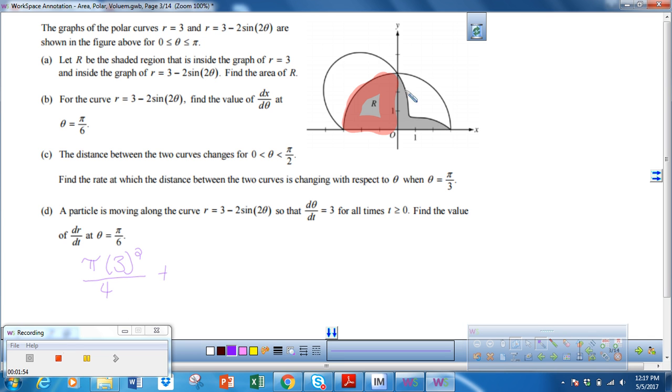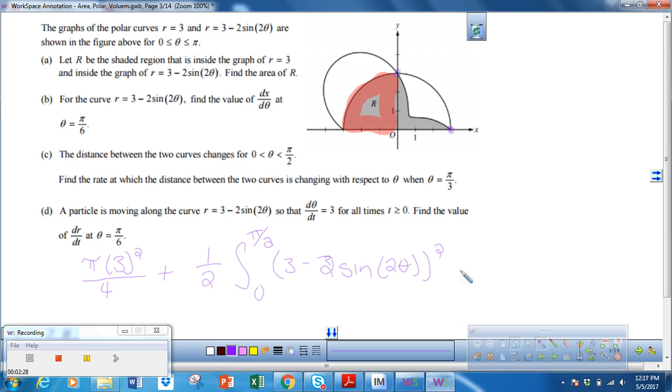And then to find the area of this curve, it's simply 1/2, because this is the formula, the integral from 0 to pi over 2. And it gave us bounds. It told us that the curve went from 0 to pi. And looking at this, we can tell that this graph sweeps from 0 to pi over 2 to find this area of the curve. 1/2, and then r is (3 minus 2 sine 2 theta) squared.